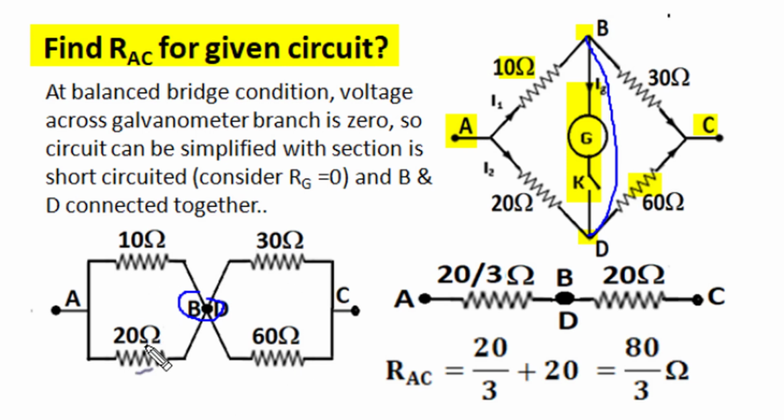The parallel equivalent of 10 and 20 is 20 by 3 ohm, and of 30 and 60 is 20 ohm, and these two resistances across A and C are in series to each other, and their series equivalent resistance, as sum of individual resistances, comes as the same, 80 by 3 ohm. So in balance condition of Wheatstone bridge, this mid section, we call it galvanometer section, can be either open circuited or short circuited, and the remaining circuit can be analyzed by simple series parallel analysis.